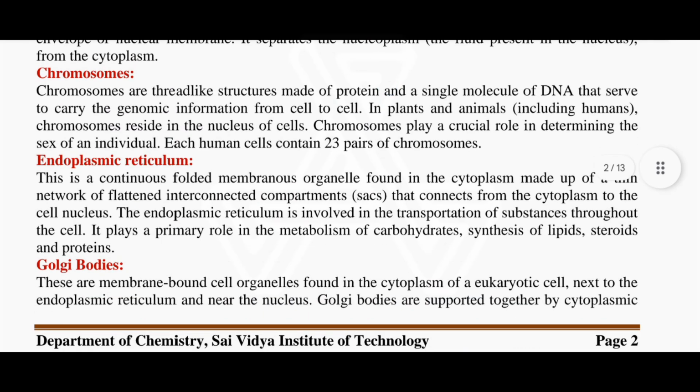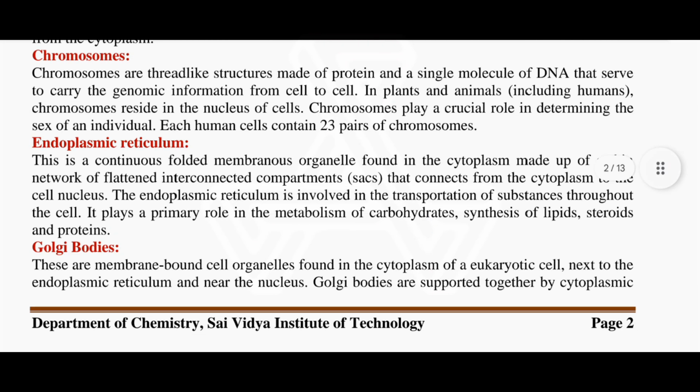Chromosomes. Chromosomes are thread-like structures made of protein and a single molecule of DNA that serve to carry the genomic information from cell to cell. In plants and animals, including humans, chromosomes reside in the nucleus of the cells. Chromosomes play a crucial role in determining the sex of an individual. Each human cell contains 23 pairs of chromosomes.